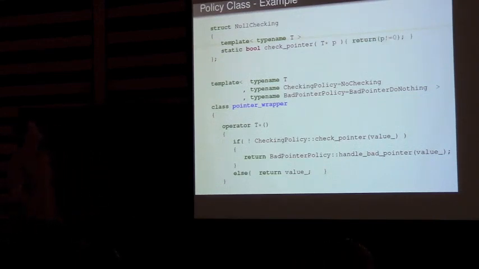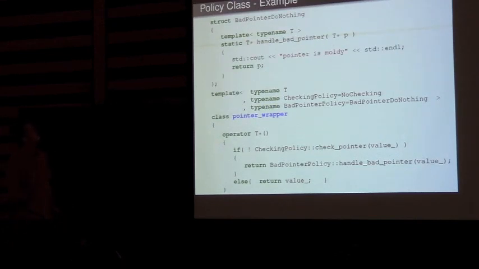All right, null checking. So my null checking version looks exactly the same, right? It's got the check pointer. It's going to take T star, static and bool, but this time it's going to return p not equal to 0. So it's actually going to have to check something. All right, let's look at bad pointer. Bad pointer, do nothing. Handle the bad pointer. What is it going to do? It's going to print out that my pointer is moldy, and then it's going to return my pointer, unmodified.